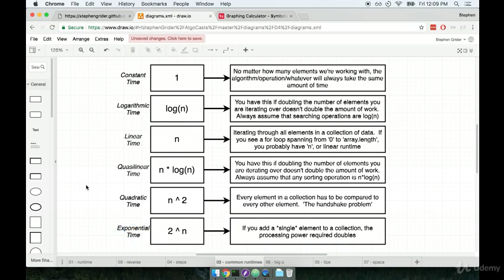Finally, exponential time. This is not quite the worst case, but it's one of the worst cases that we're going to be considering. If we start to add a single element to a collection, the processing power significantly starts to increase. Any type of algorithm that uses exponential time is one that we absolutely positively want to avoid. And we will see an example of exponential time in just a moment with one of the problems that we're going to work on.